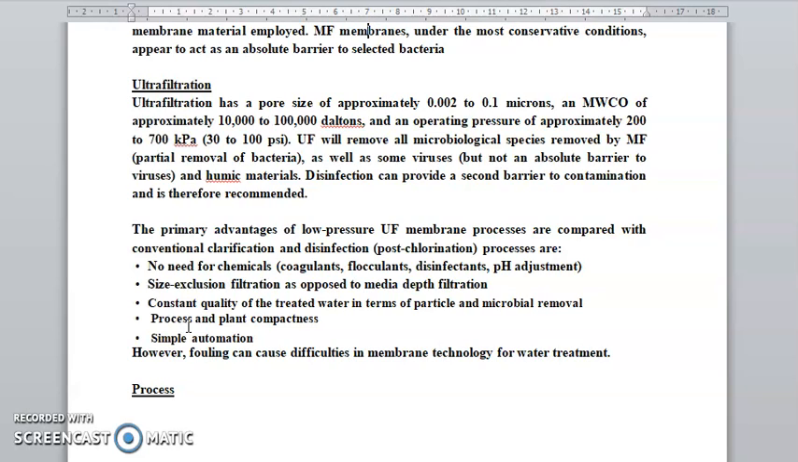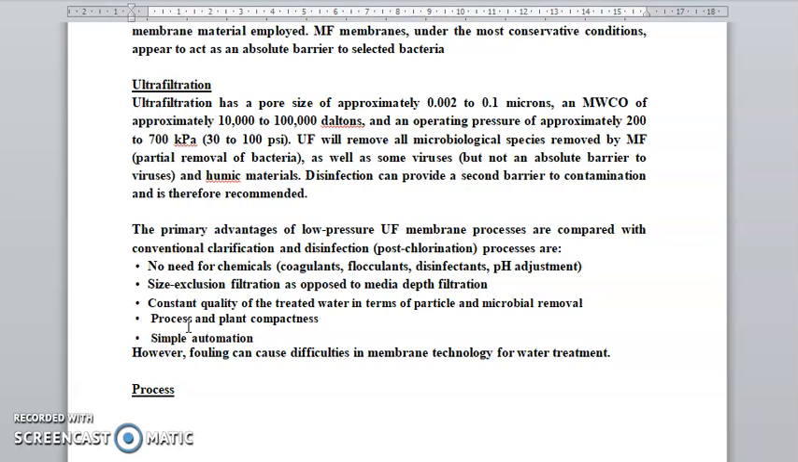Okay, ultrafiltration will remove all the microbiological species removed by microfiltration. It particularly removes bacteria as well as some viruses, but is not an absolute barrier to viruses and humic materials. Disinfection can provide a second barrier to contamination and therefore it is recommended.